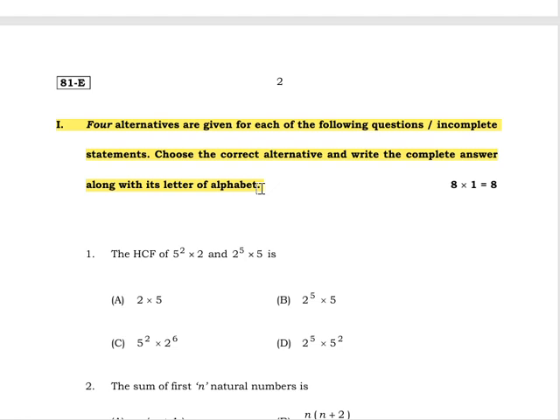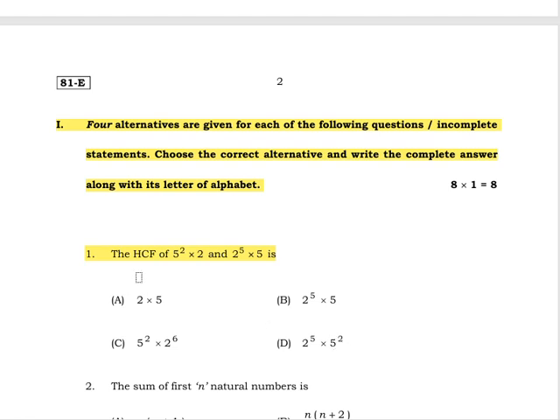So in this question they are given four options. You have to write the option as well as the answer for the question. Question number one: the HCF of 5 square into 2 and 2 power 5 into 5 is. Here they are given four options. The first one is 2 into 5. Second one is 2 power 5 into 5. The third one is 5 square into 2 power 6. Fourth one is 2 power 5 into 5 square.